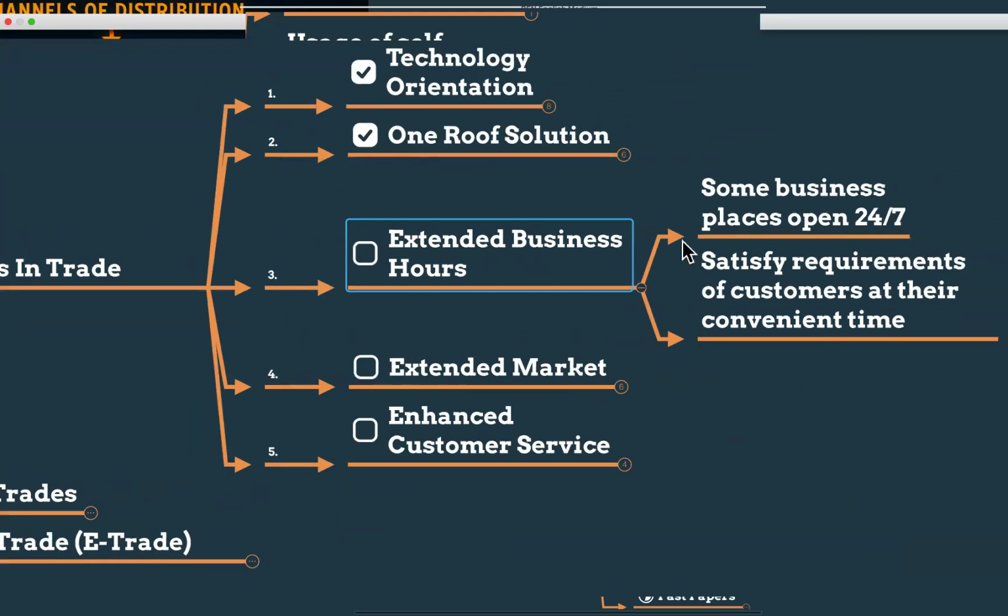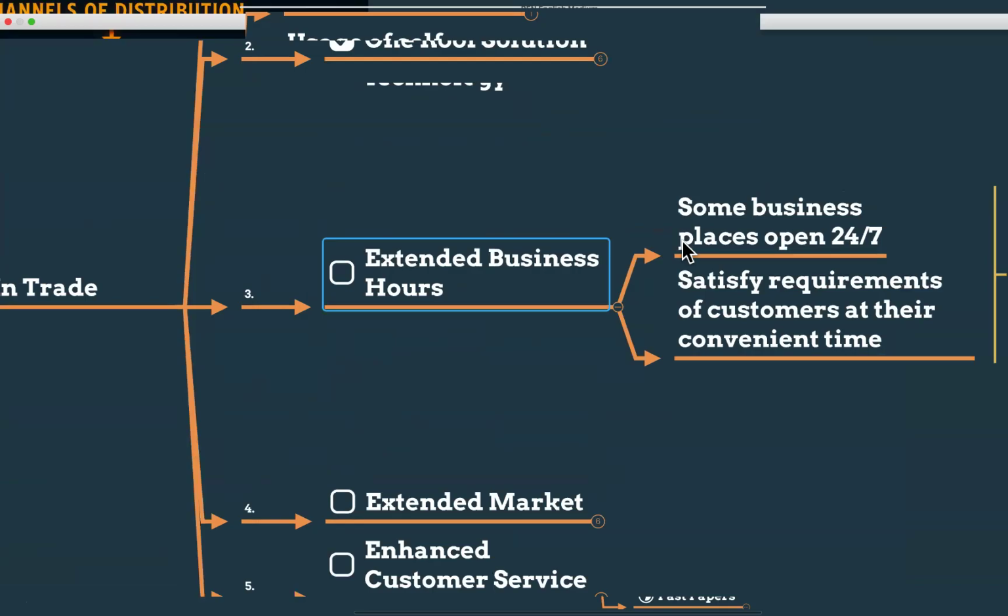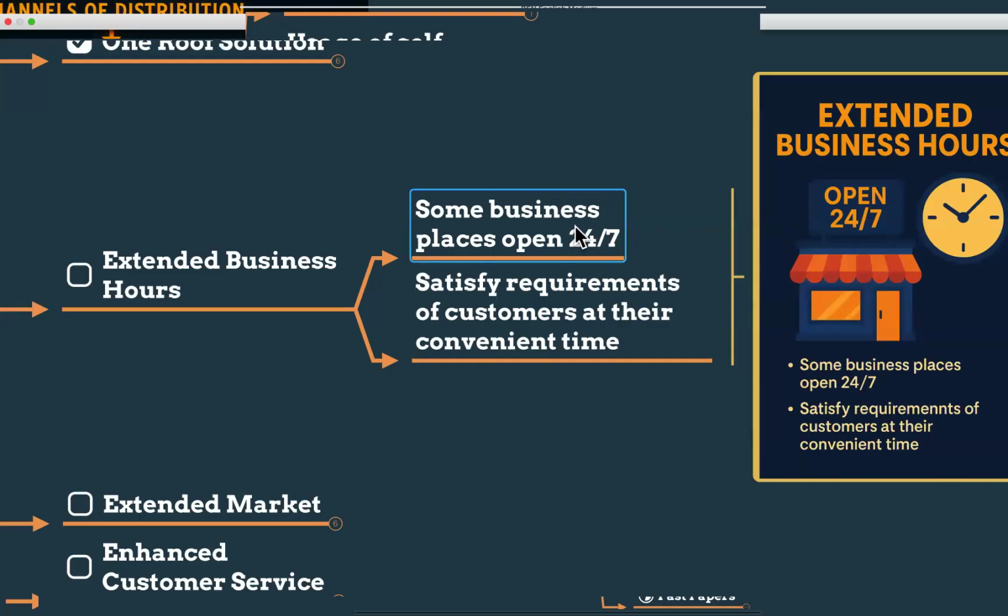And extended business hours, right? Nowadays, my dears, shops stay open long hours. Some businesses open 24 hours, 7 days a week, with round the clock service, right? They serve all customer schedules. With 24 hours, there are sometimes pharmacies for emergency situations. Nowadays, there is a 24 hours, 7 days customer hotline from Commercial Bank and from other banks as well. So to satisfy the requirements of customers at their convenient time.